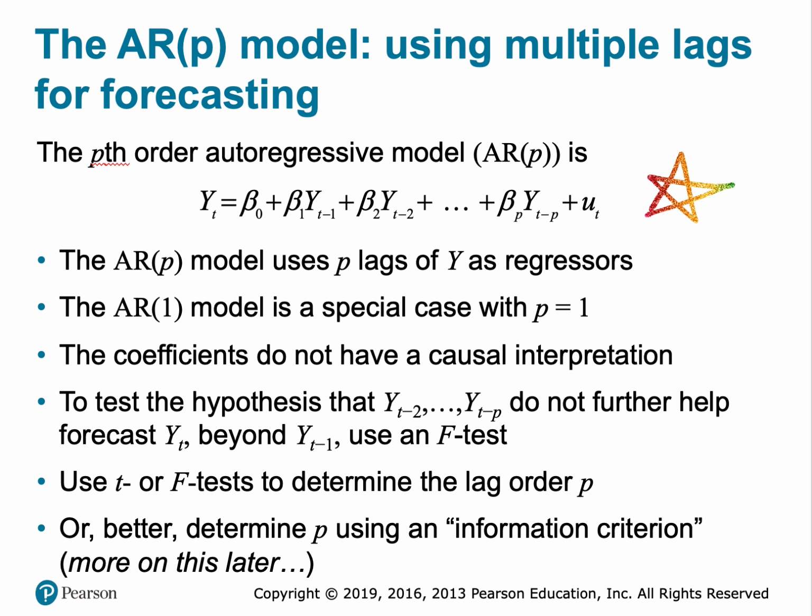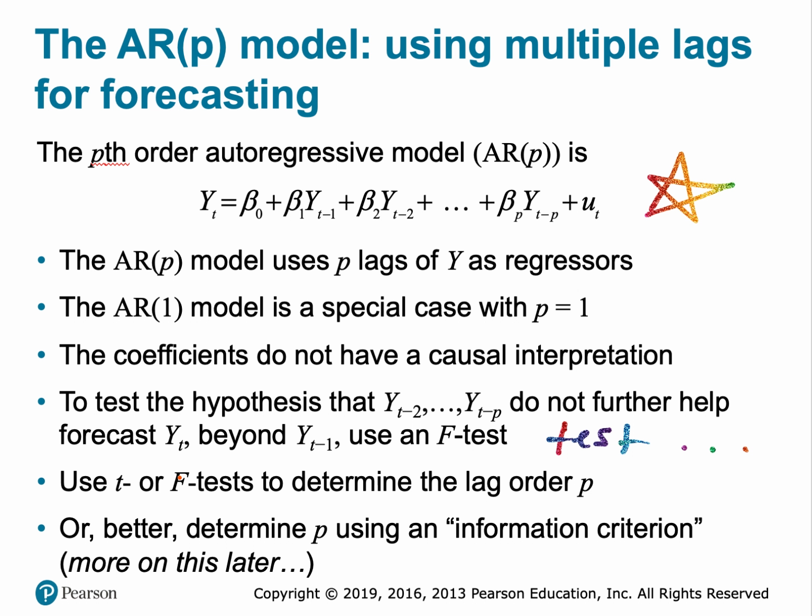To test the hypothesis that y_{t-2} through y_{t-p} do not further help the forecast of y_t beyond y_{t-1}, you would use a typical F-test, where you would set the coefficients equal to 0 in a null hypothesis and use the test command in Stata and include those variables. Use that F-test to test the null hypothesis that those coefficients are equal to 0. If the p-value is less than 0.05, you can reject that null hypothesis in favor of the alternative that those lags further help the forecast.